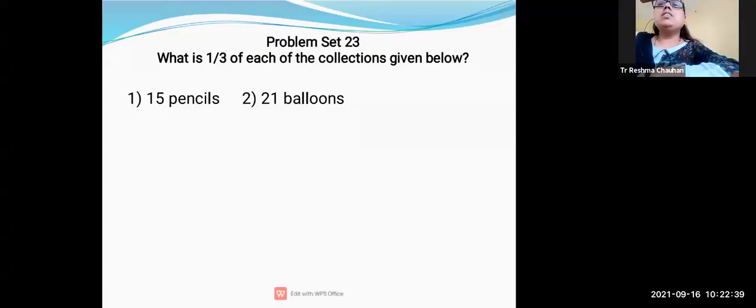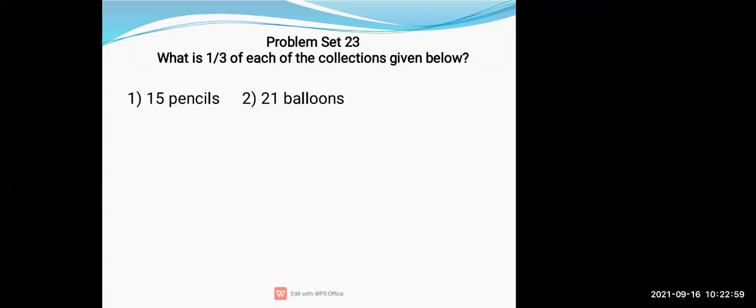Good morning, students. Today we'll continue with the same chapter, that is chapter number 5, with the last concept. Only problem set 23 is remaining, that we will start. So let's start with our last concept of problem set 23.